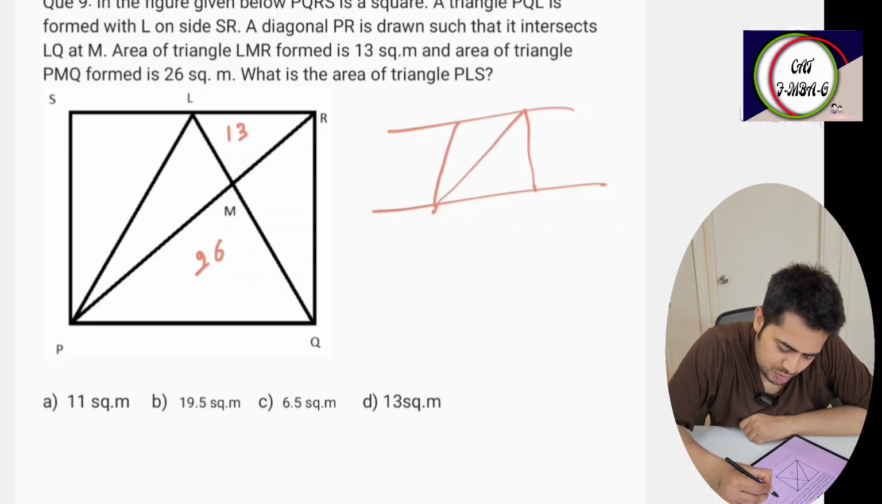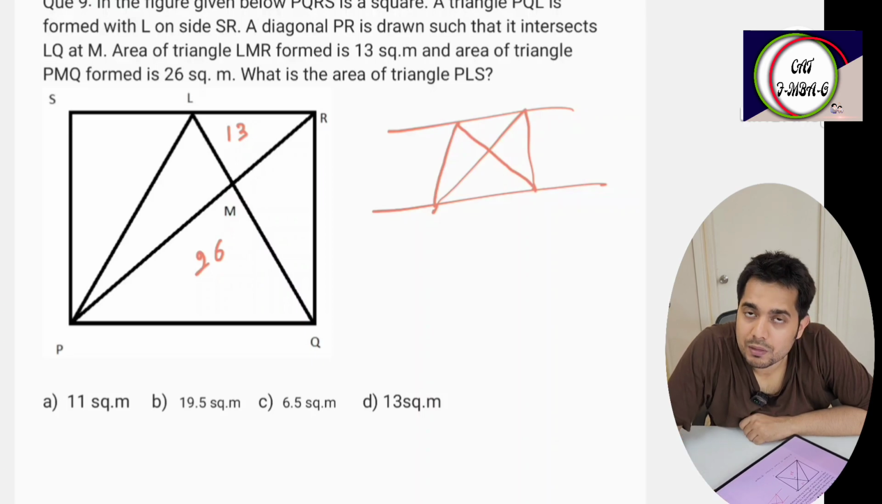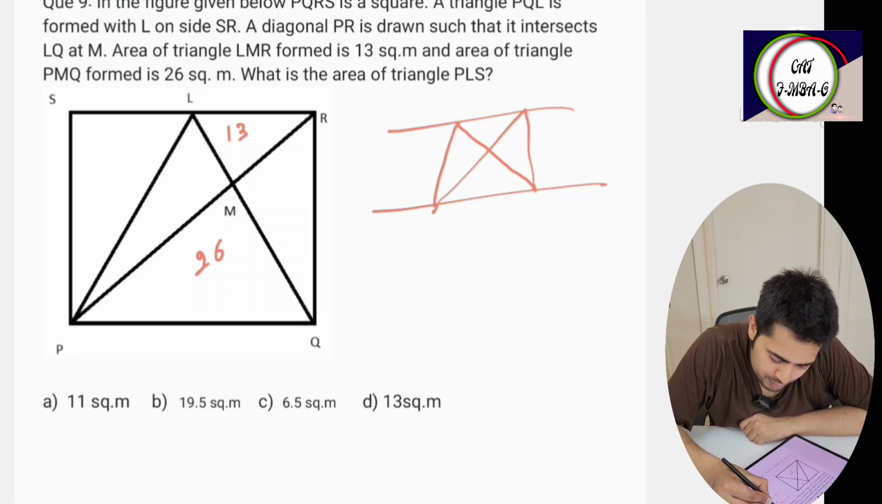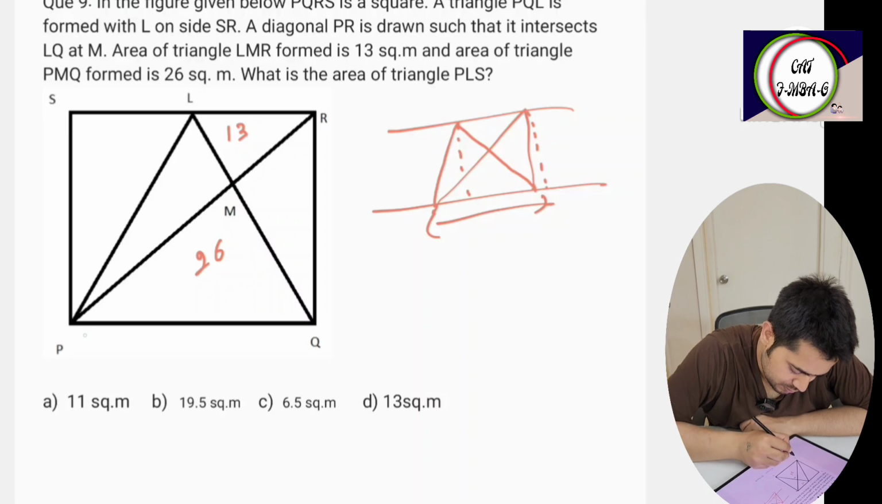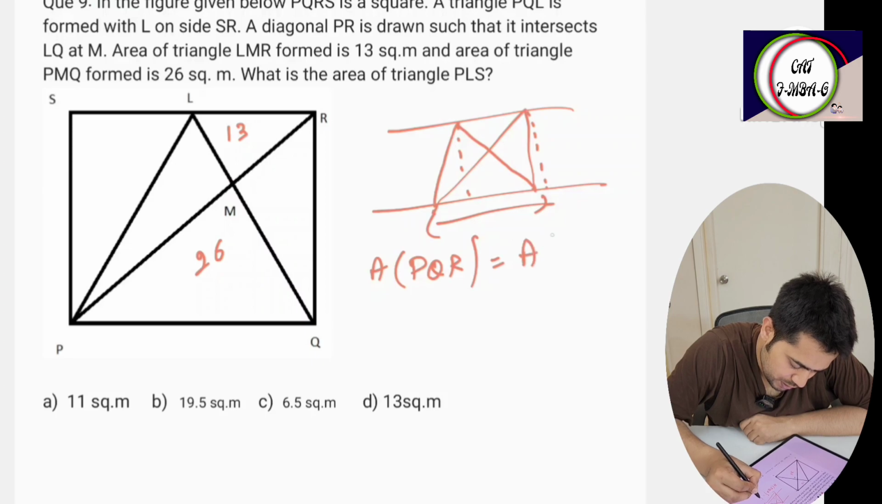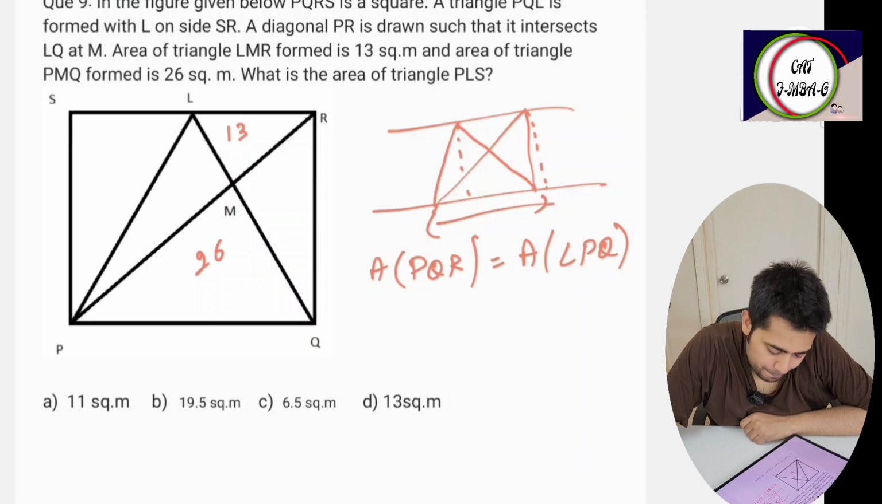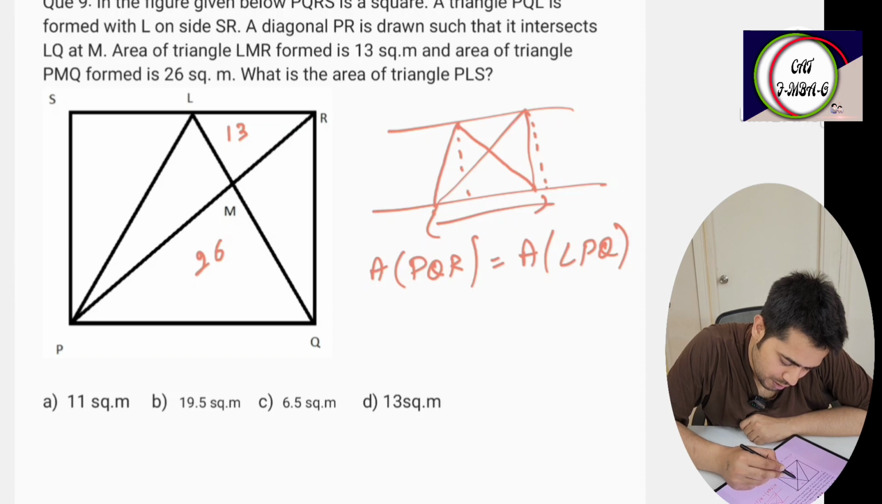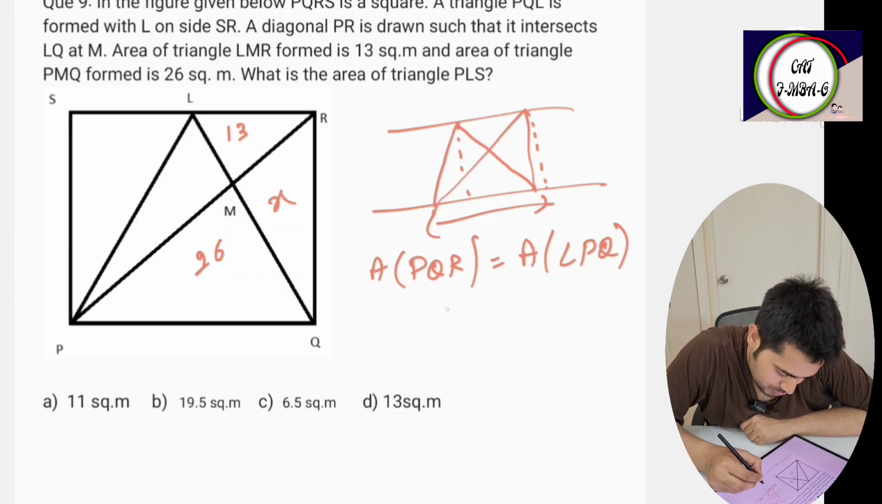Area of this triangle is also equal to area of this triangle, because area of a triangle is equal to base into height. Its height is this and this height is this, so the height is going to be the same and the base is the same. So area of PQR is equal to area of LPQ. Okay, so let the area of RMQ be x. So PQR is 26 plus x, which is equal to area of LPQ.